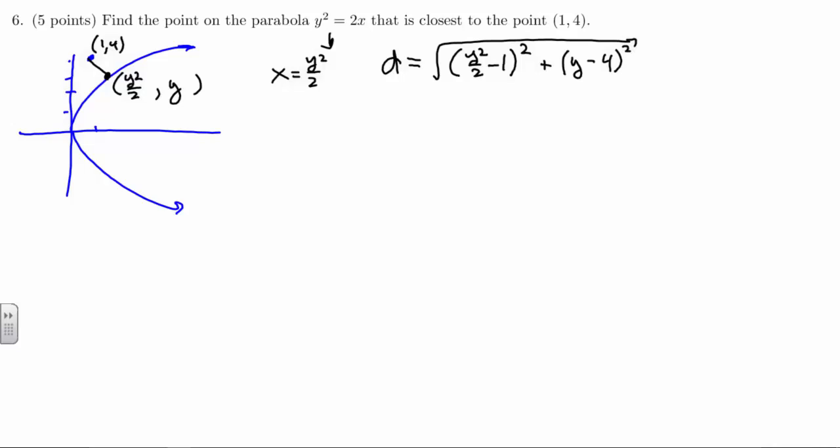The trick that Eli and John used was to say, if I minimize just the stuff under the radical, I will minimize that square root itself. So they changed this to big D.